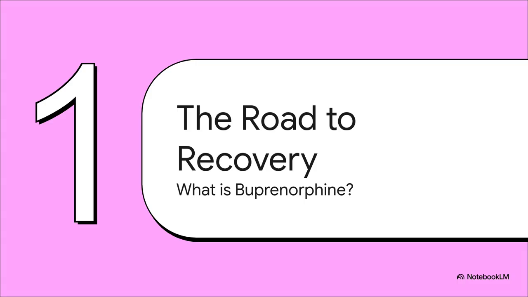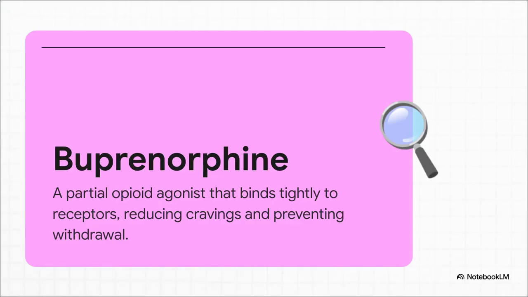Okay, so first things first. Before you start using any tool, you've got to understand how it works, right? So what exactly is buprenorphine? Buprenorphine is what's called a partial opioid agonist. Let's just make that simple.